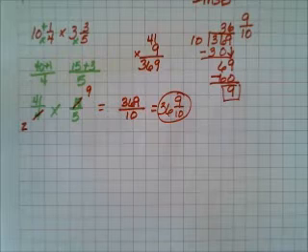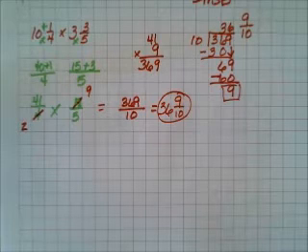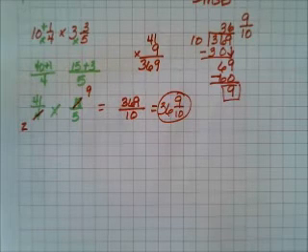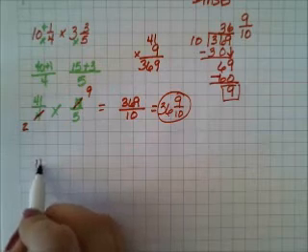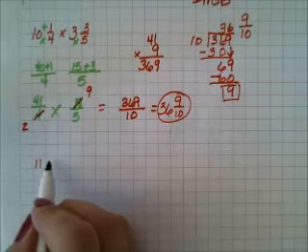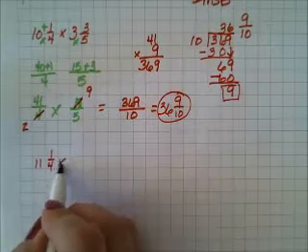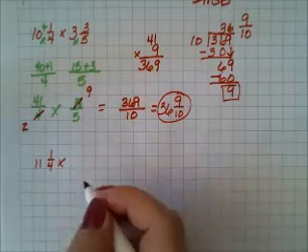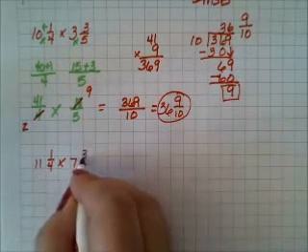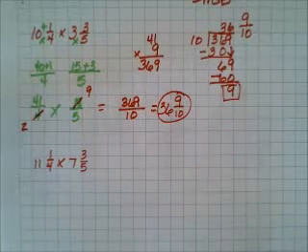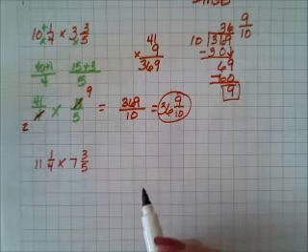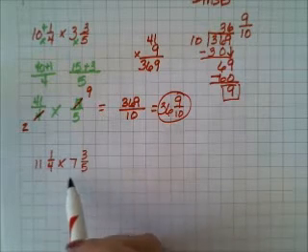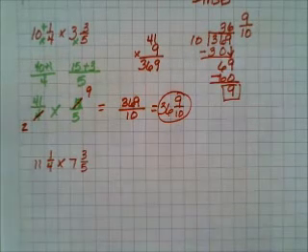All right? Makes sense? Let's try one more. Let's do 11 and 1/4 times 7 and 3/5. What's our first step again? We're going to change these both into improper fractions.